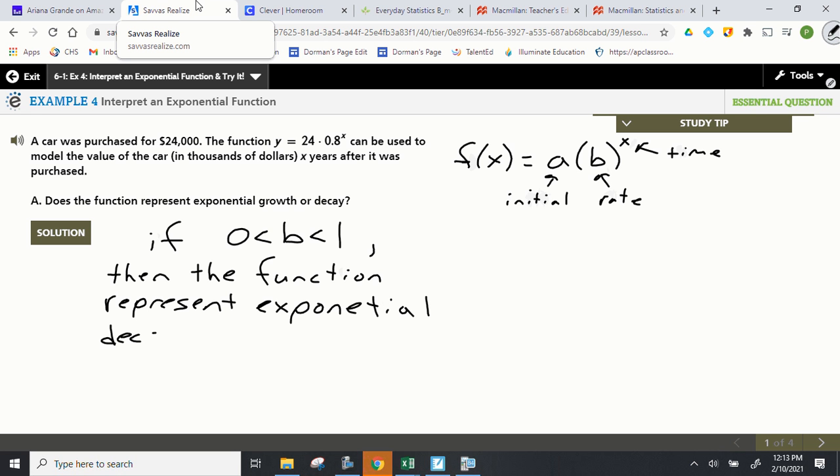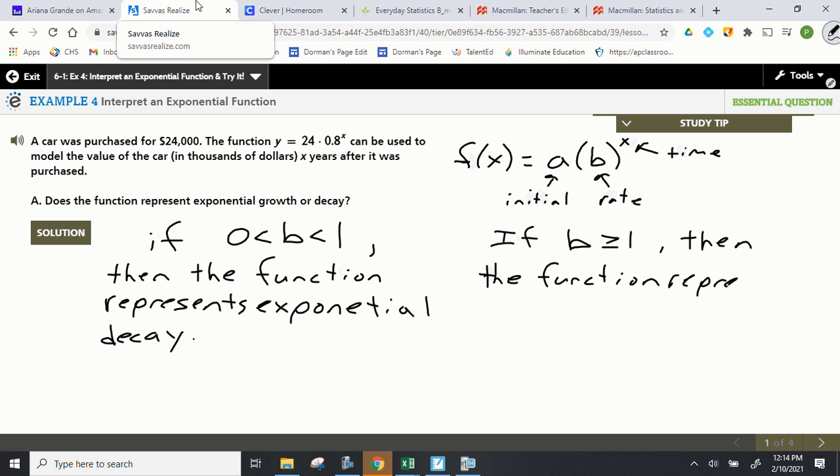Okay? If b is 1 or greater, then it's exponential growth. If b is greater than or equal to 1, then the function represents exponential growth. Awesome.